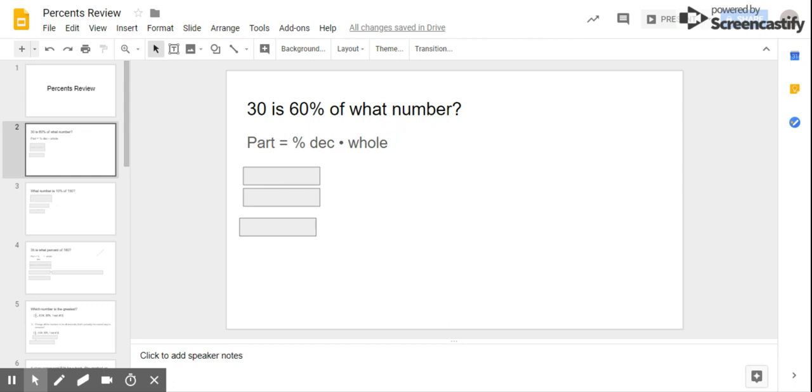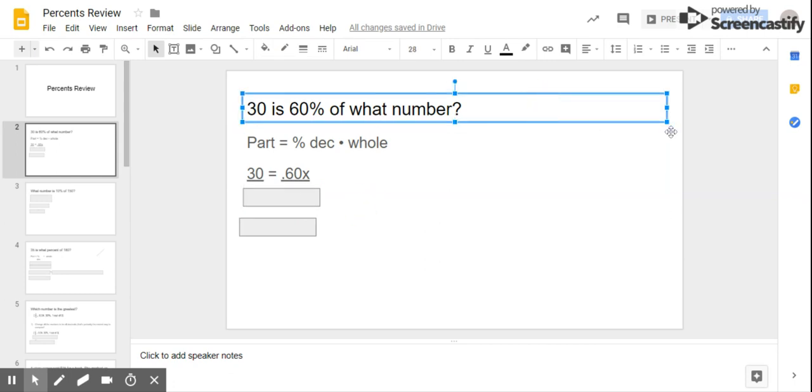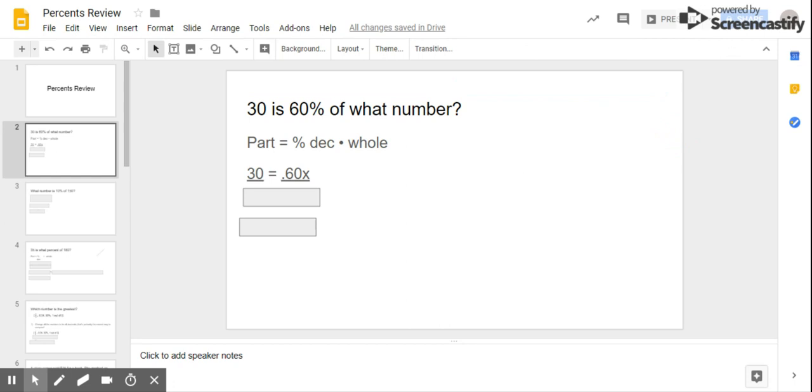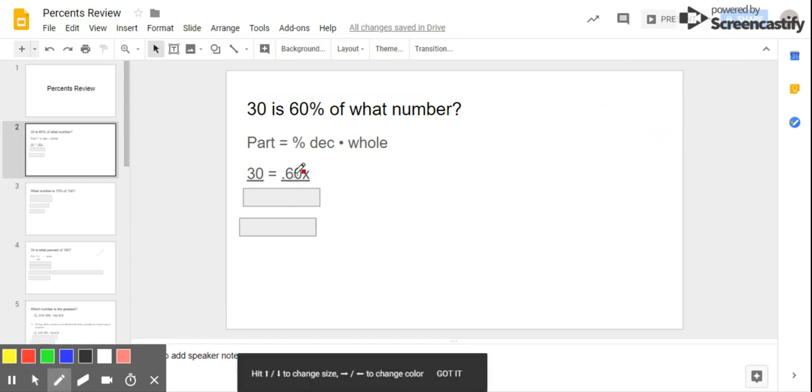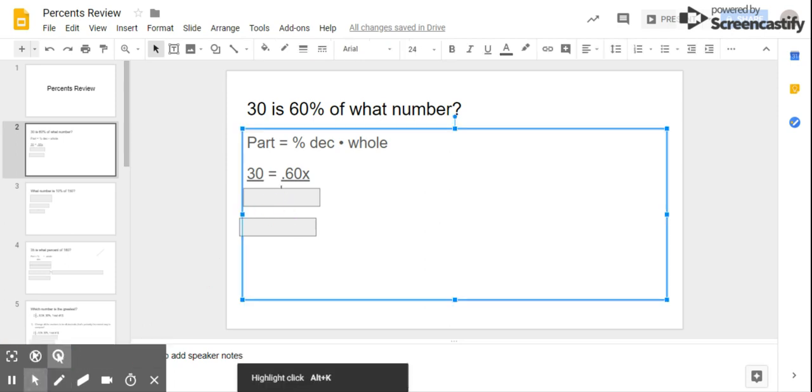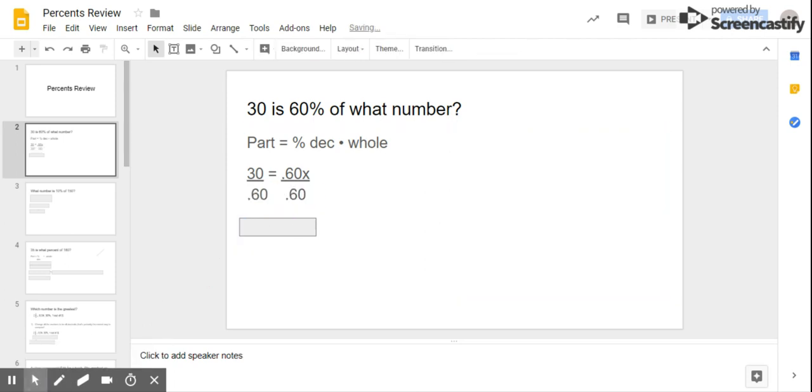So you would do part equals percent as a decimal times your whole. So 60% as a decimal, 0.60. 30 is your part, so 30 equals 0.60x. I just put x in for whole. At this point, if you have 30 equals 0.60x, you need to get x by itself, so you would divide both sides by 0.60. So in order to get x by itself, these 0.60s cancel out, and you're left with x on the right is equal to 50. So 30 divided by 0.60 gets you 50. All right, so 30 is 60% of 50.